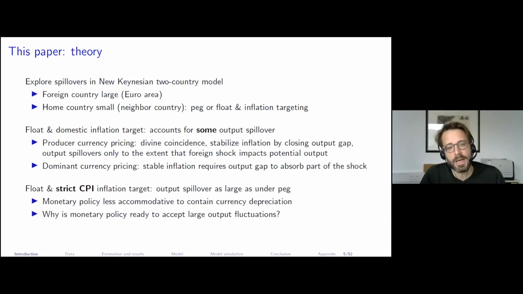But then you could say, this is where we end, but this doesn't resolve the puzzle really, because you may ask, okay, why are monetary policy makers ready to tolerate these huge output swings just to fix the CPI?